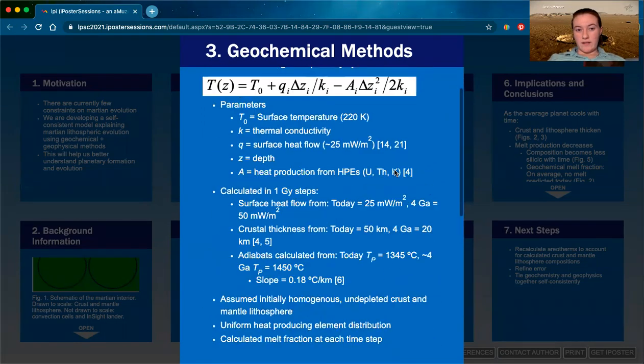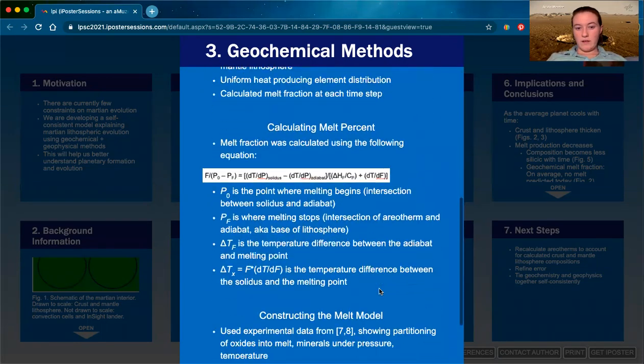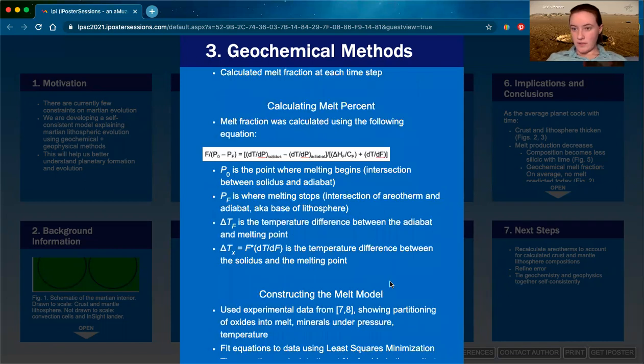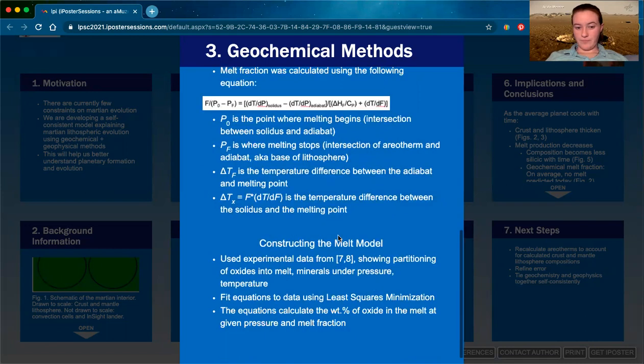After we calculated the temperature through the planet, we then calculated how much melted in the planet over time. We used this equation right here, along with the pressure where the melting began and the pressure where melting stopped, and I'll point these out on a figure in a few minutes. We use these to calculate how much melt is being produced at a particular pressure and temperature.